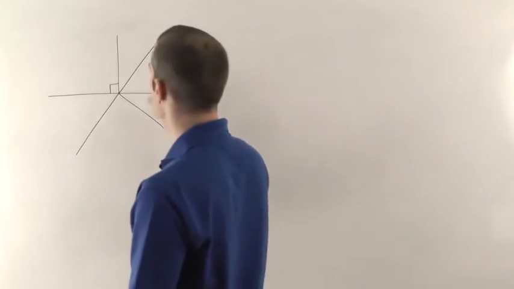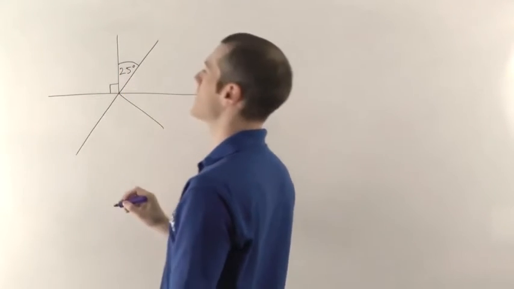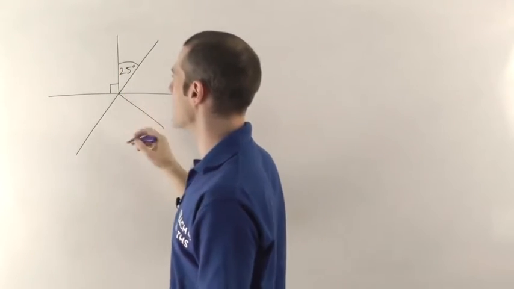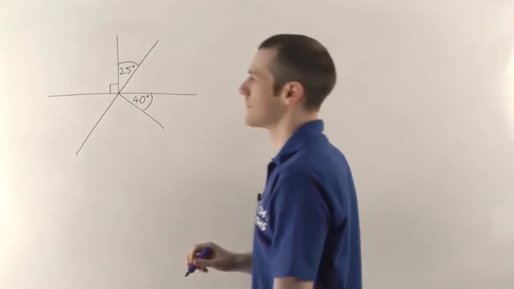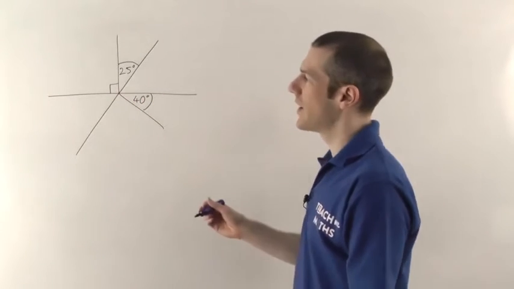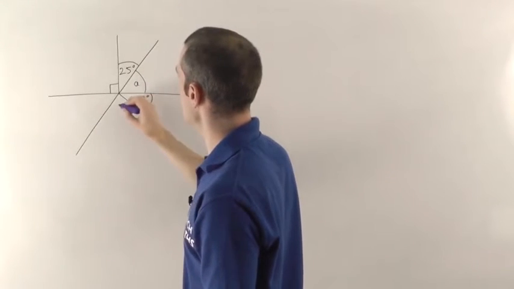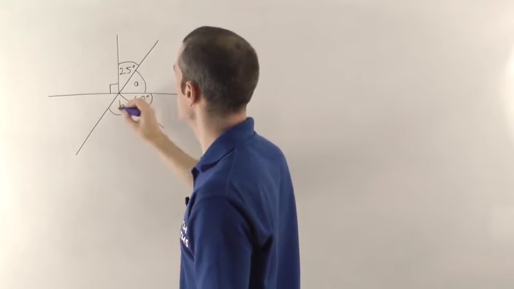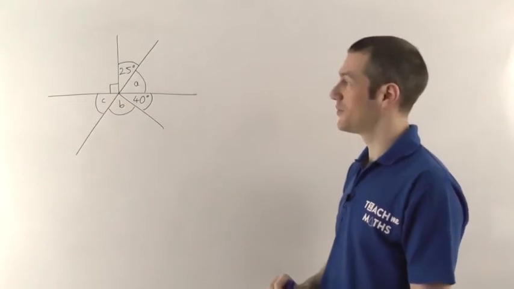I'm going to give you a few angles here. This angle here is going to be 25 degrees, and this angle here is 40 degrees. We have to find out the other three angles, so we want to know what this angle is. We'll call it A, this one B, and C. So there's the problem. Pause if you want to have a go.